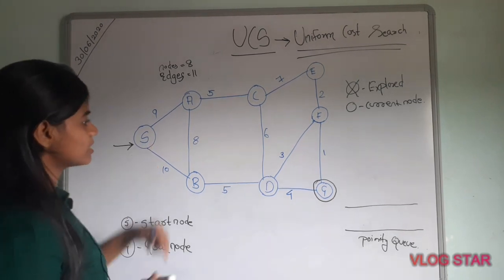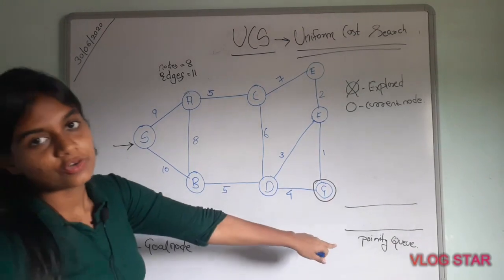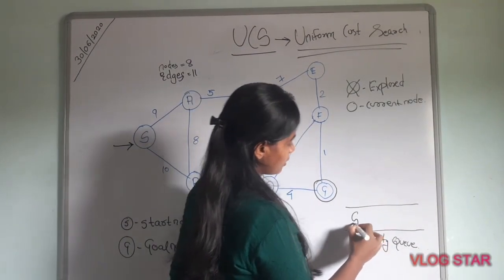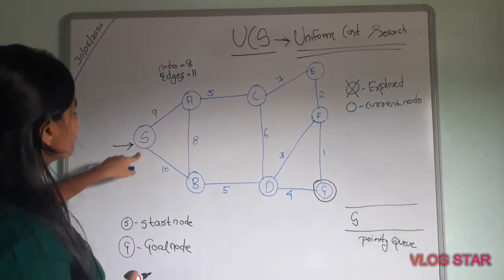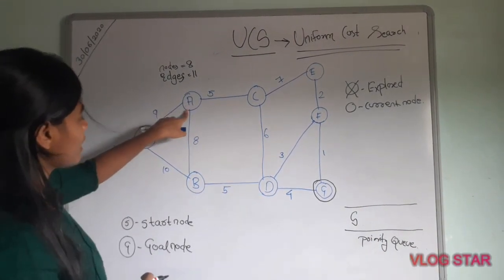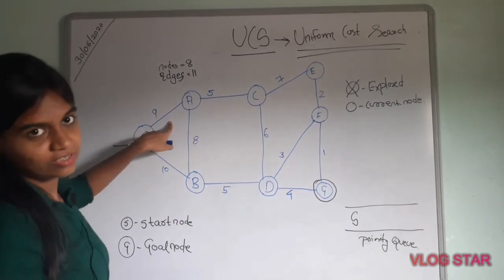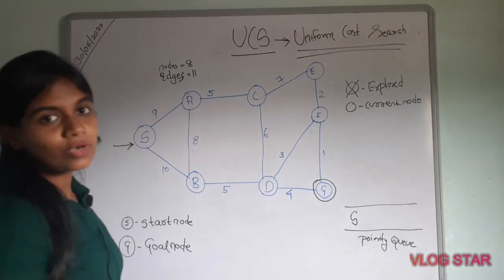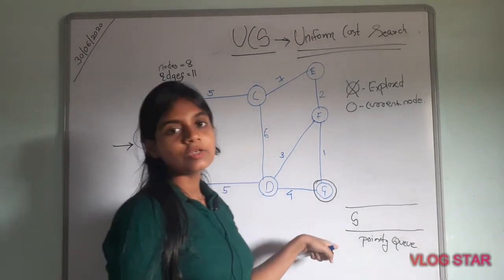We will start from the initial node S, and we will first enqueue S into the priority queue. Starting from S, S is connected to A and S is connected to B, but the cheapest path node is A. From S to A, the cheapest path node is A, so we will traverse to A. Now I have put S into the priority queue.